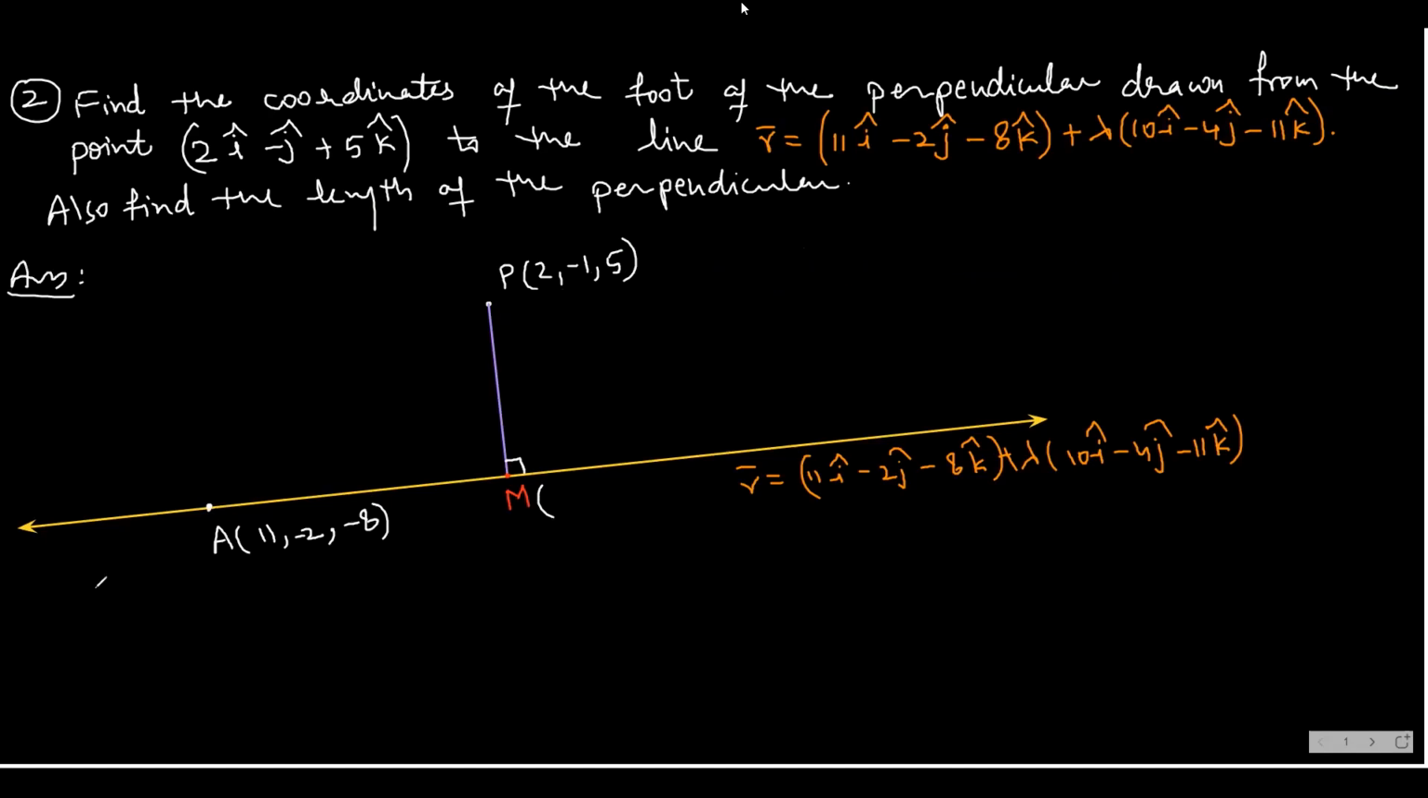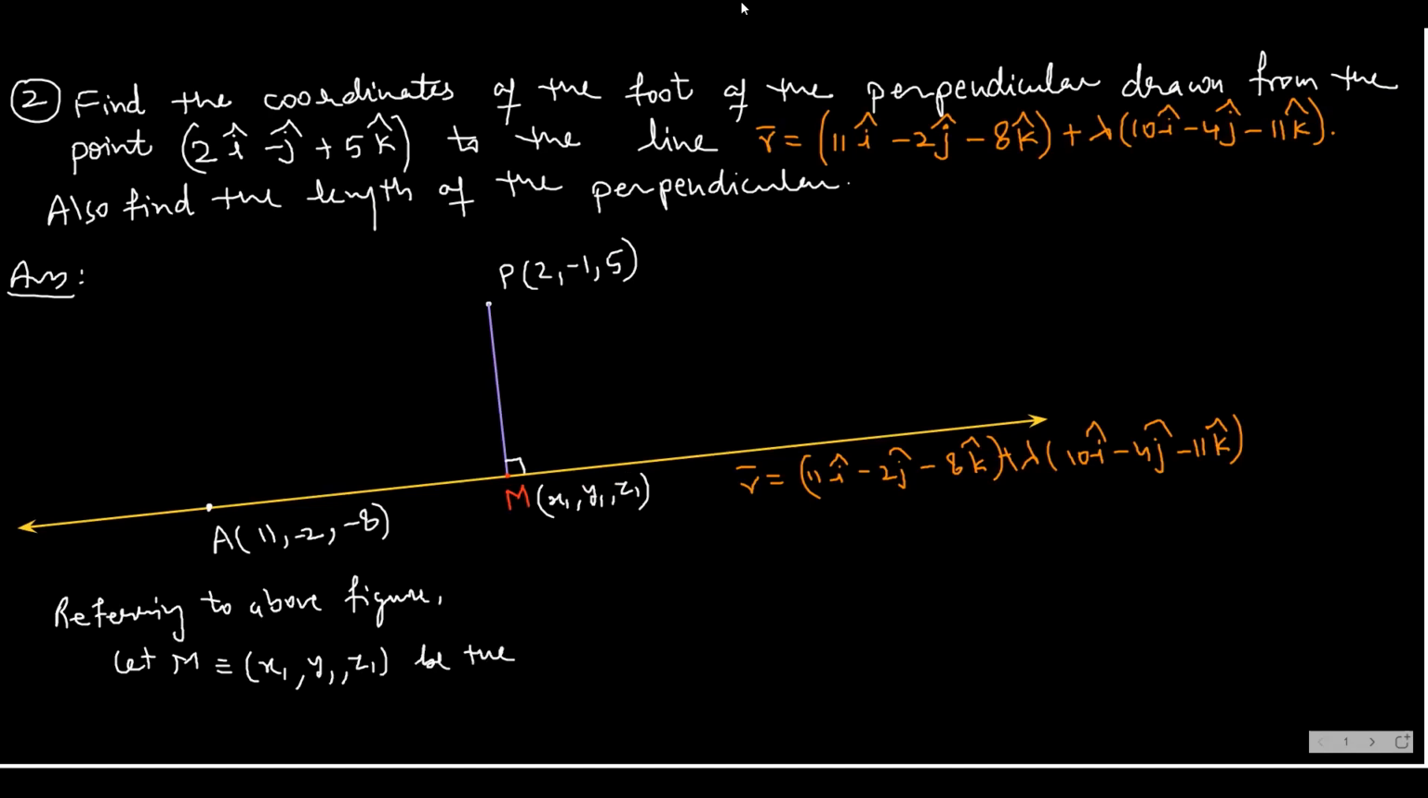I write here, referring to the diagram, referring to the above figure, and then what I will write: let M(x1, y1, z1) be the foot of perpendicular from point P to the given line. So now I will find out the DRs of PM.